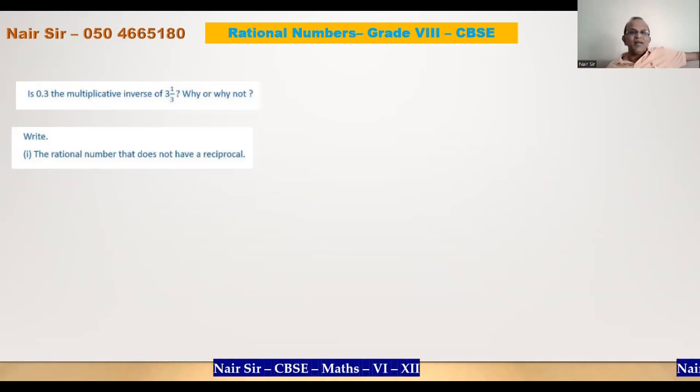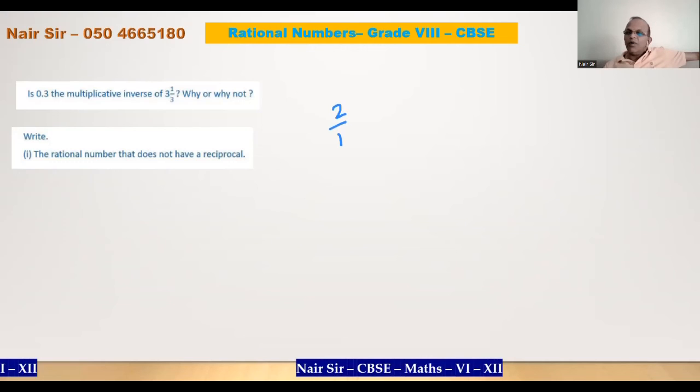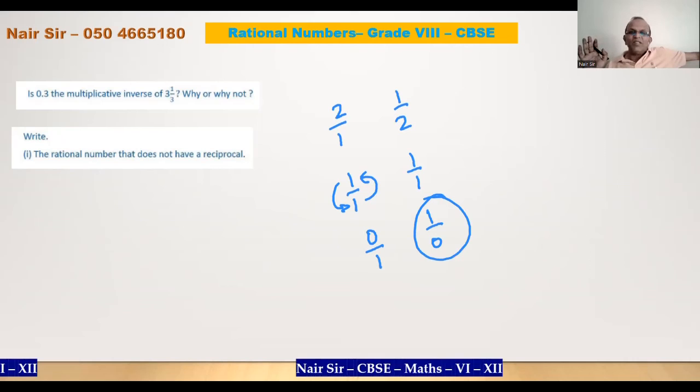Take any number. Take the number 2. 2 can be written as 2 upon 1. The reciprocal of 2 is 1 upon 2. Let's take 1. It can be written as 1 upon 1. Only thing is, this has come over here and this has come over here. Now 0 upon 1, the reciprocal is 1 upon 0. But 1 upon 0 is not defined. So 0 is the rational number that does not have a reciprocal.